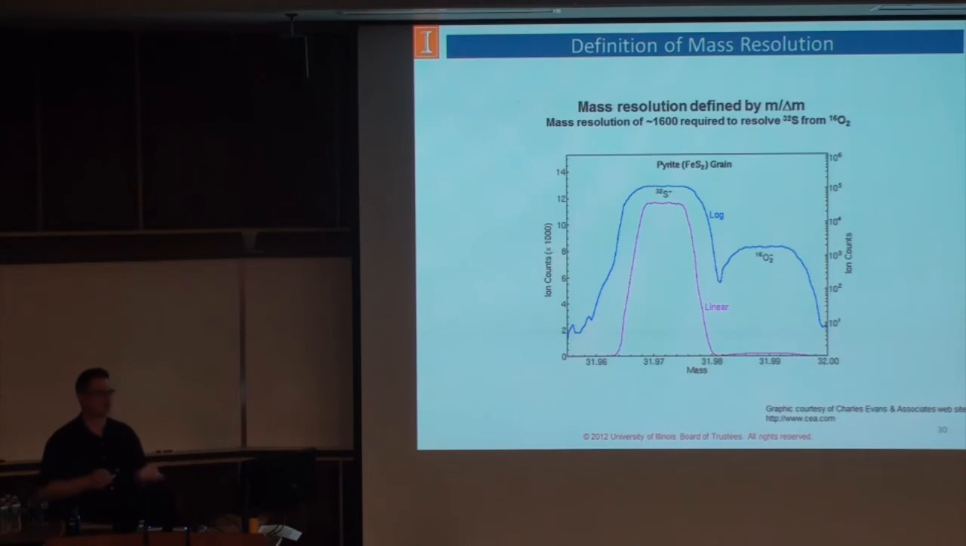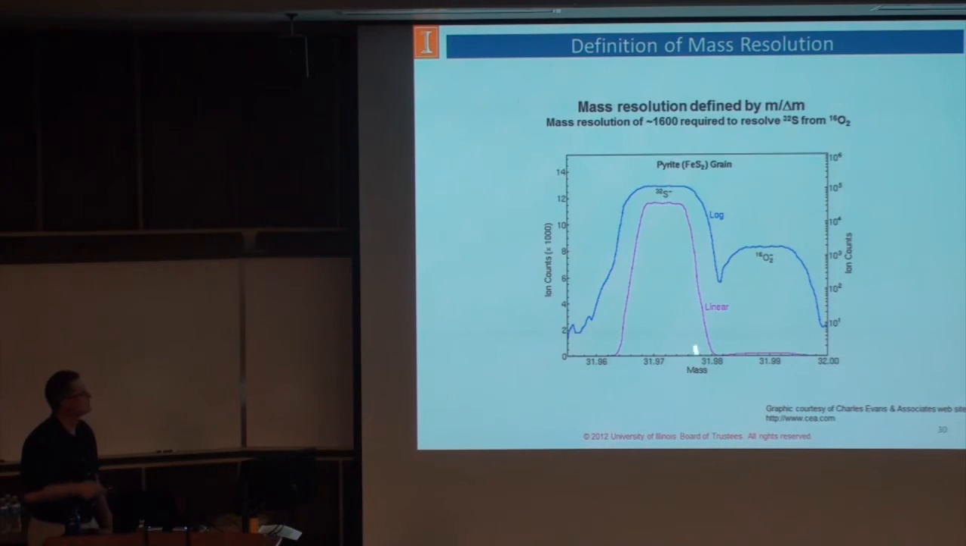So for an O2 molecule, 16 mass times 2 is 32. Sulfur mass 32. So you would think that they would be right on top of each other, but the fact is with the elemental, you're going to have all these things holding the nucleus together, you actually lose a little bit of mass, give it to energy. And so the mass of that is slightly less than that of oxygen. And so if you have high enough mass resolution, in this case you need about 1600, you can resolve these two peaks from each other.